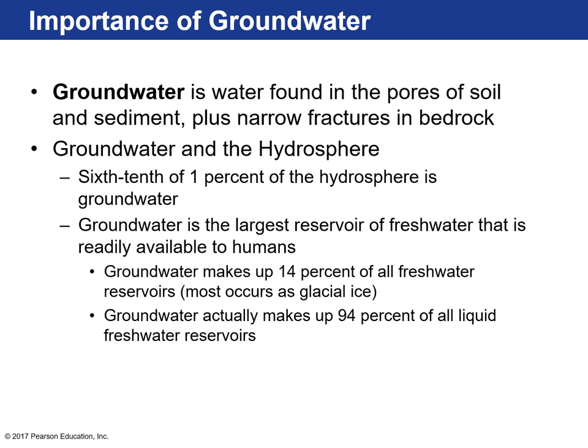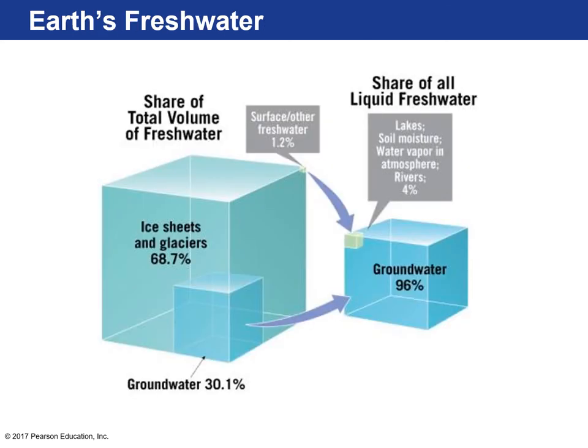It only makes up about 14% of all freshwater, and that's because most freshwater occurs as glacial ice or in ice fields, which is inaccessible to most humans. And so groundwater makes up 94% of all liquid freshwater reservoirs. So let's check that out.